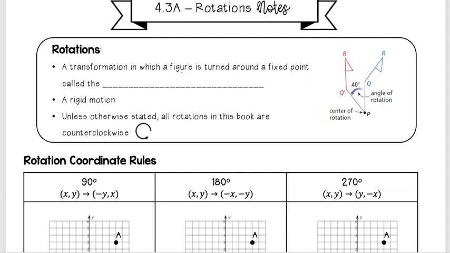Today we are continuing our transformations unit, and today we're going to be talking about rotations. And so rotation, that is a transformation in which a figure is turned around a fixed point called the center of rotation.